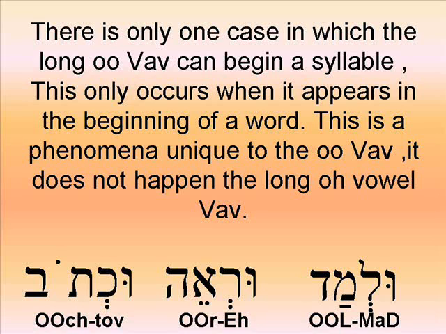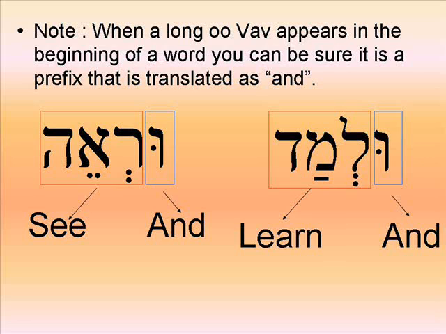Remember, in the middle of a word, the U will never begin its own syllable. It will always be attached to a consonant that comes before it. But there are cases where it might begin a word. Note, when a long U vav appears in the beginning of a word, you can be sure it is a prefix that is translated as and.